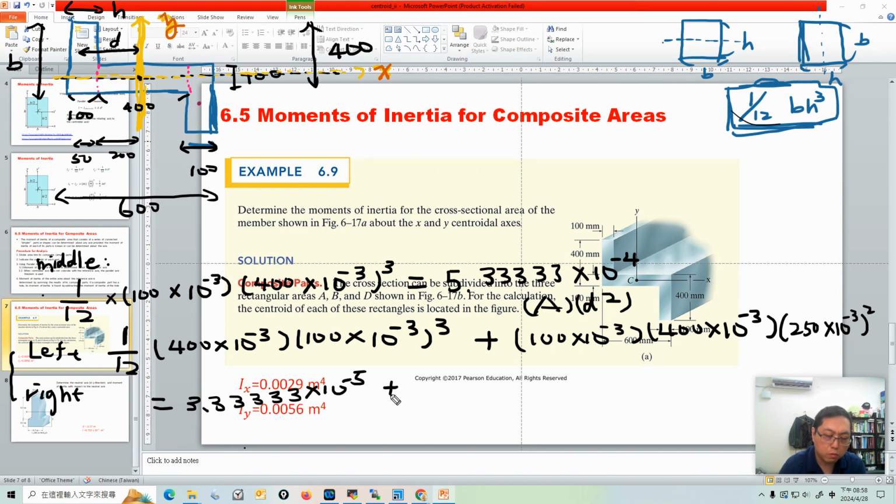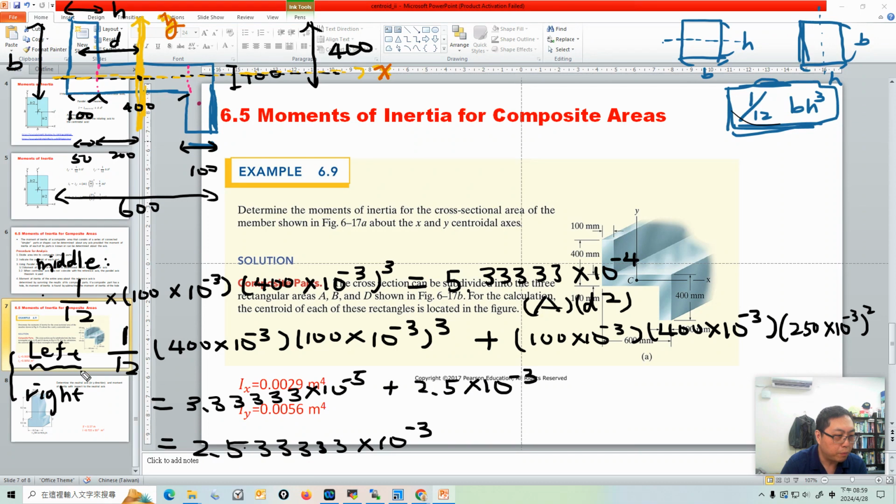Let me calculate again. Sorry, I have to calculate again. 100 times 400 times 10 to the power minus 6, times 250 times 250 times 10 to the power minus 6. So it's 2.5 times 10 to the power minus 3. Adding together, it's very small: 2.53333 times 10 to the power minus 3.